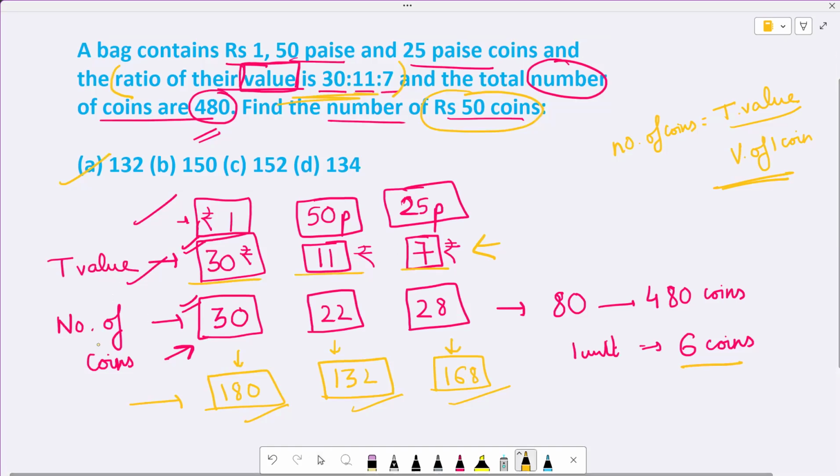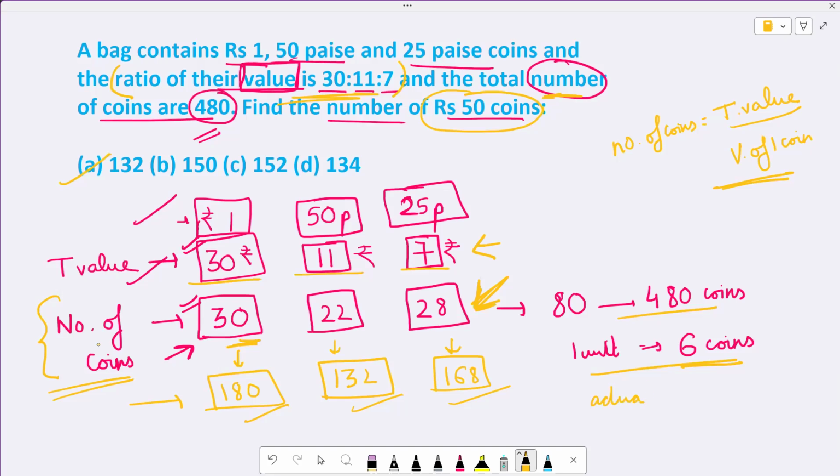So as to find out the ratio of the number of coins, once this is known, because here the total number is given, right? So this is why we need to find out this particular part. Then, comparing, we can find out the actual value.